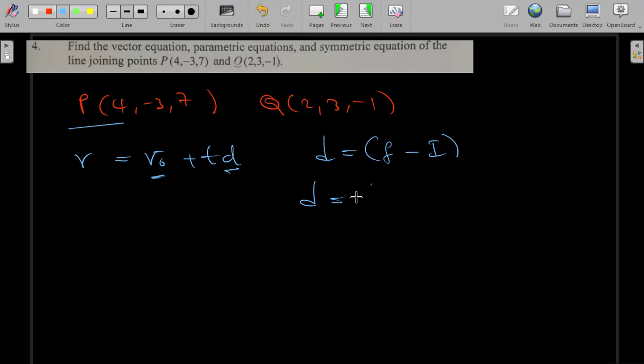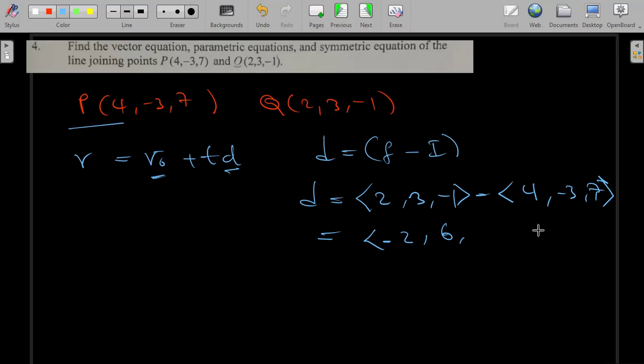Our direction is going to be my final, that is Q, which is -2, 3, -1, minus my initial, which is 4, -3, 7, since we're going from P to Q. Computing this, -2 minus 4 gives me -6... -2 minus 4 gives me -2, then 3 minus 3 becomes 6, then -3 minus 7 gives me -8. So this will be my direction vector.